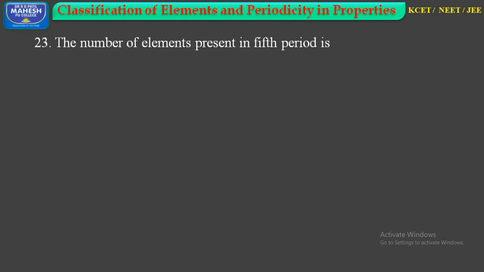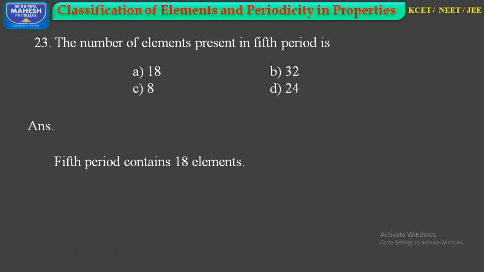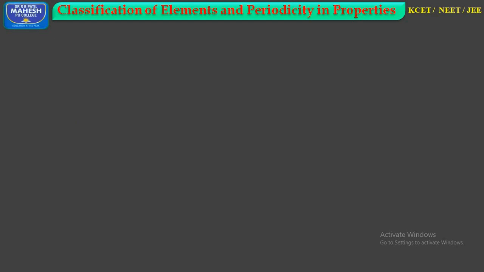23rd question. The number of elements present in the fifth period is: option A, 18 elements; option B, 32 elements; option C, 8 elements; and option D, 24 elements. Students, the fifth period actually contains 18 elements. So option A is the right answer, that is 18 elements. Moving to the next question, 24.